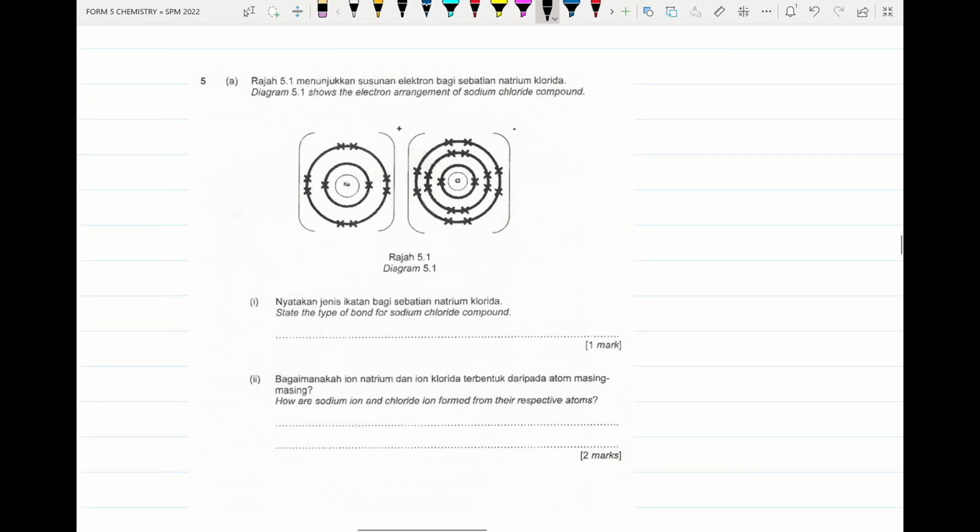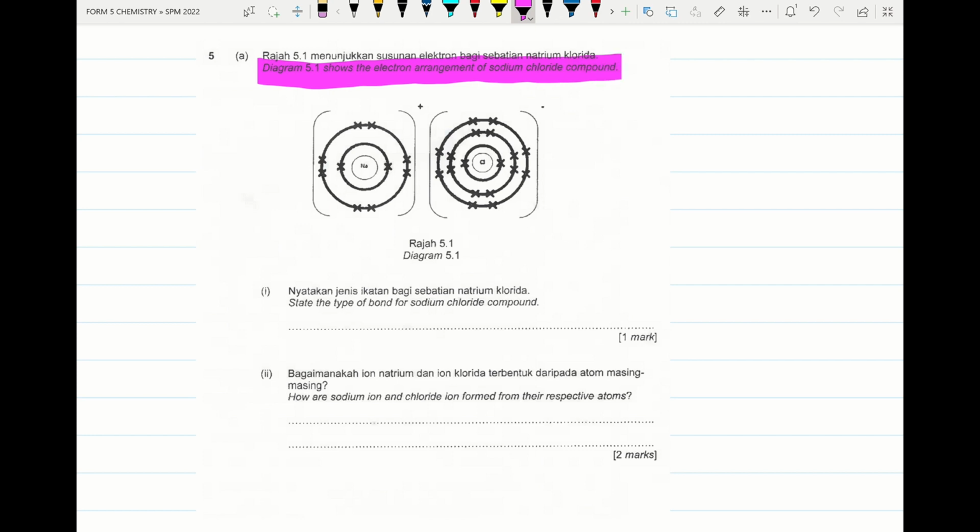We check this question. Figure 5.1 shows the electron arrangement of the sodium chloride compound. When we see an electron arrangement like this, please remember this is ionic bonding. The formation of bonding is ionic bonding.